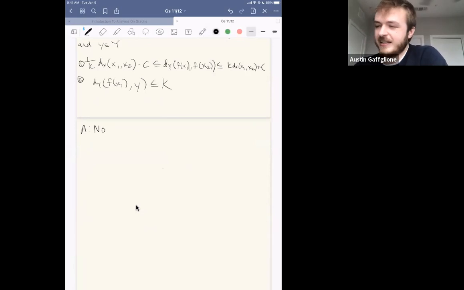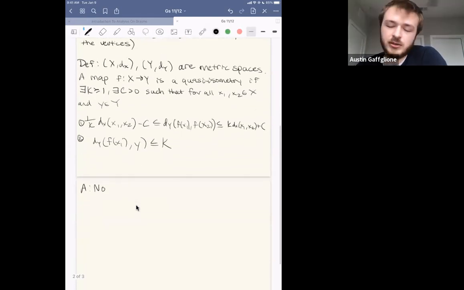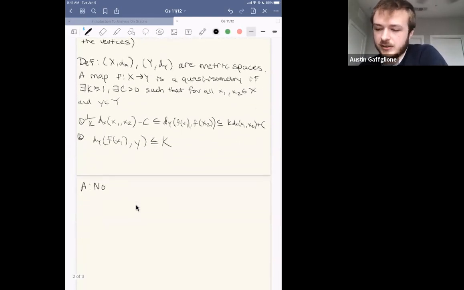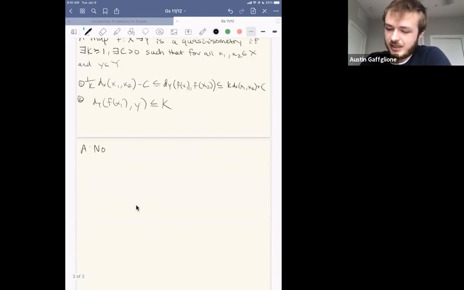In, I want to say, the early 2000s, two mathematicians, you might suspect, Diestel and Leader, conjectured that some graphs are not quasi-isometric to a finitely generated group. And this is what we're going to call the Diestel-Leader graphs.